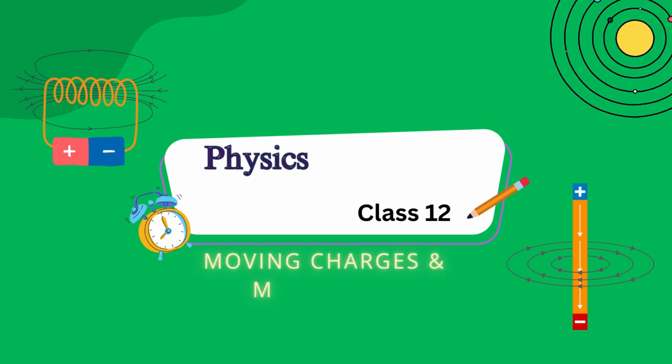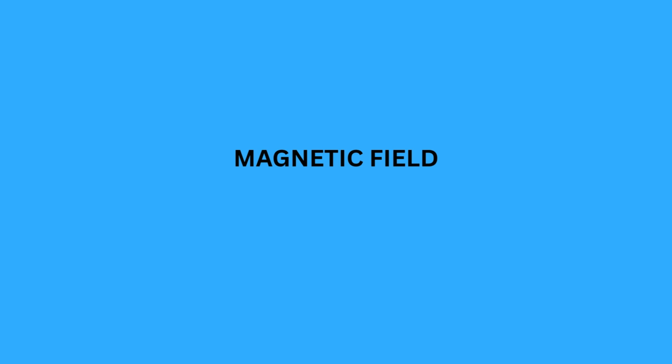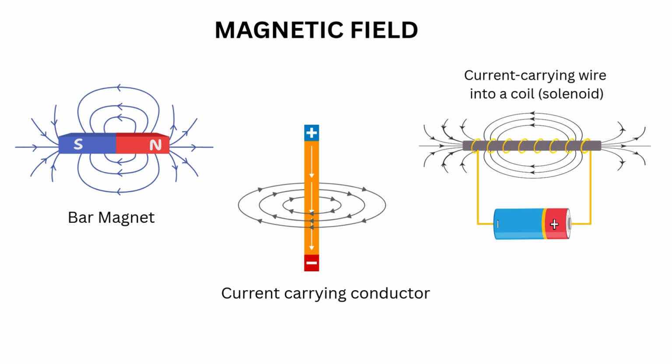Physics. Topic: Moving charges and magnetism. Magnetic field. We know that a magnetic force is felt around a magnet, which is called magnetic field. In 1820, an experiment conducted by Danish physicist Hans Christian Ørsted demonstrated that electric currents also create magnetic fields.